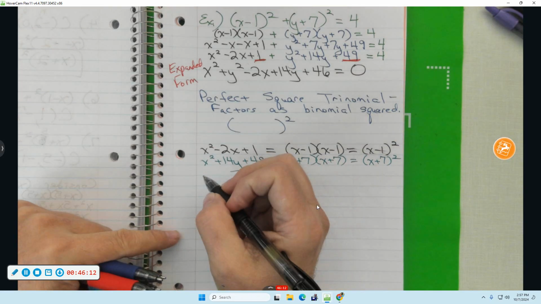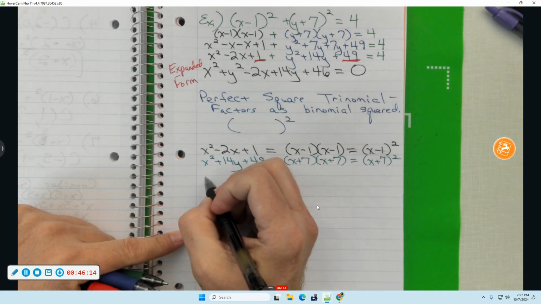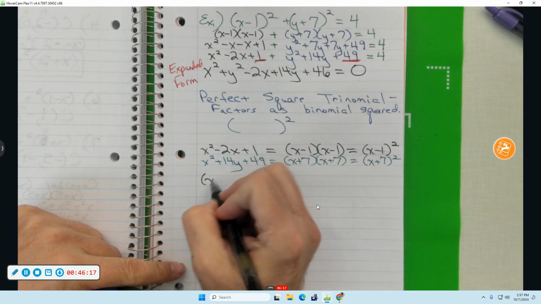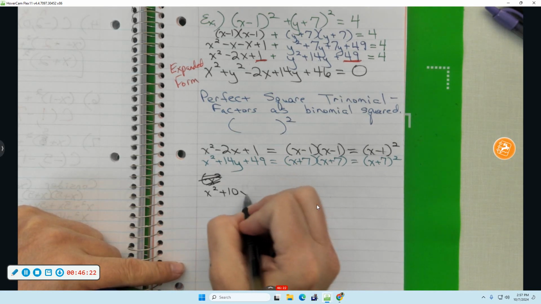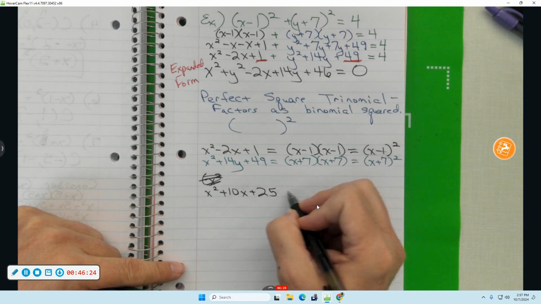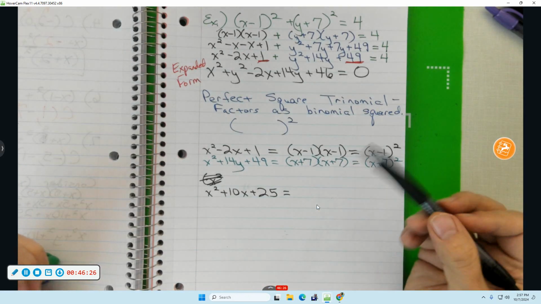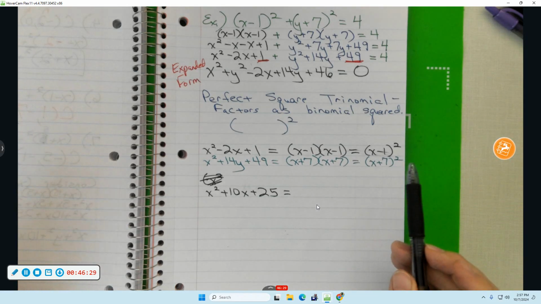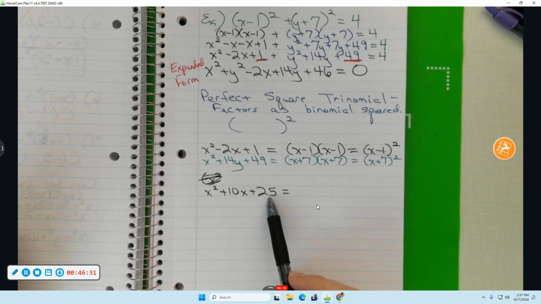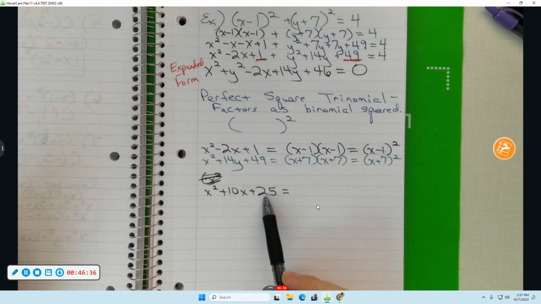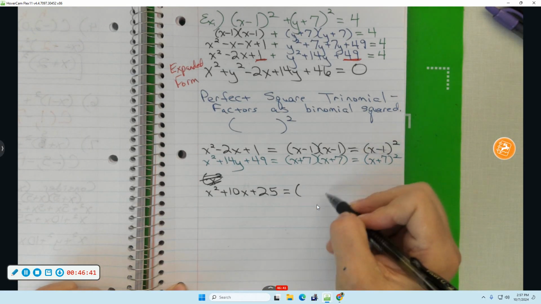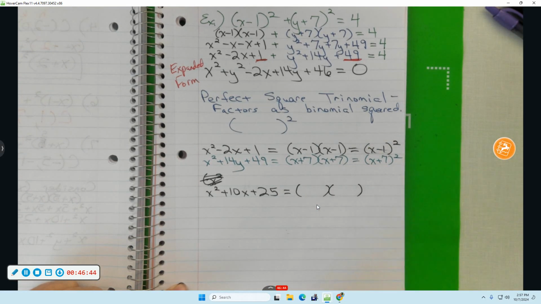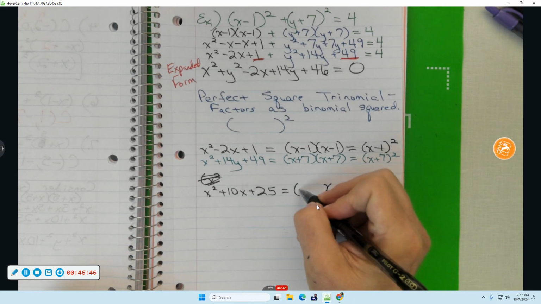Here's another perfect square trinomial. X squared plus 10x plus 25. For it to be a perfect square trinomial, I'll give you a hint. That last number has to be a perfect square. How can we factor this? It's a trinomial. I'm going to write my two sets of parentheses. Well, x squared, that's an x times x.